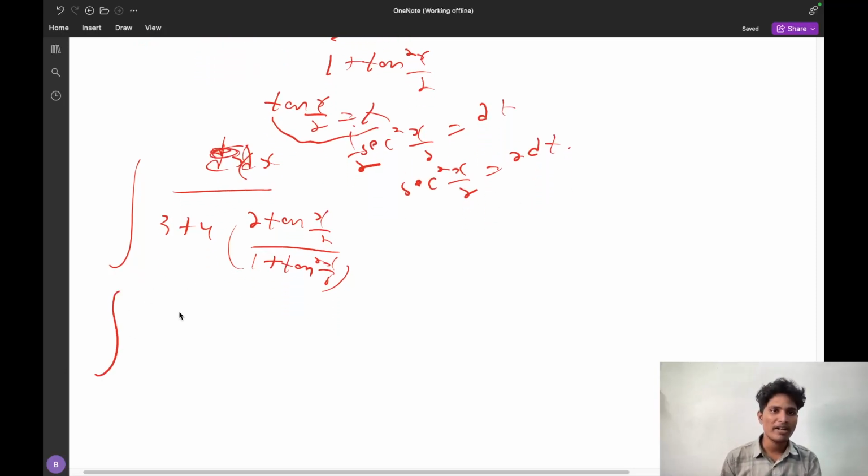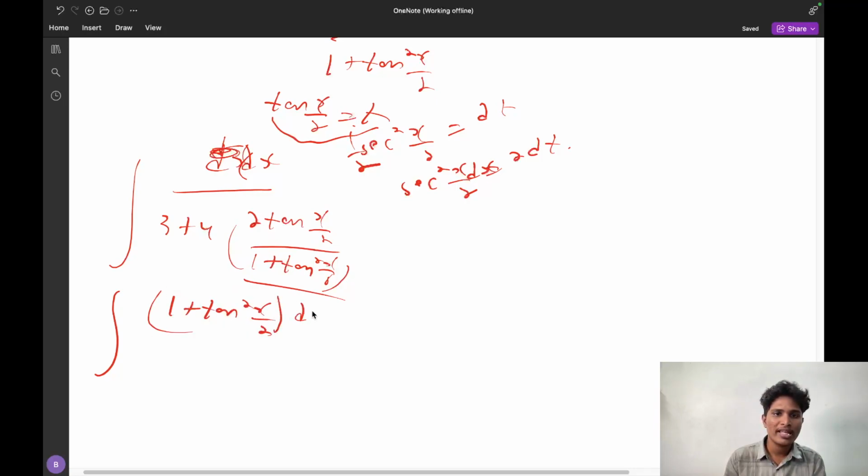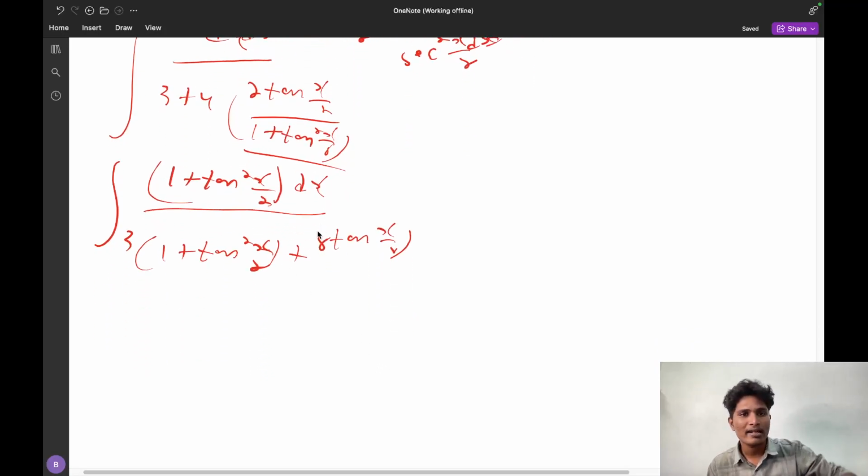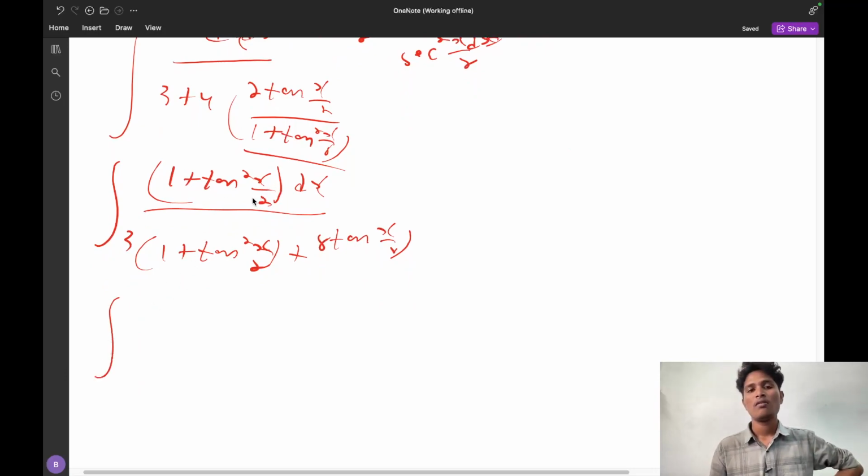Now if you observe carefully, when I substitute 2 tan x by 2 into t, what will I get? I will get this entire thing in the numerator, that is 1 plus tan square x by 2 into dx divided by 3 into 1 plus tan square x by 2 plus 4 into 2, it is 8 tan x by 2. And what I said, tan x by 2 is equal to t. So 1 plus tan square x by 2 is 1 plus t square.